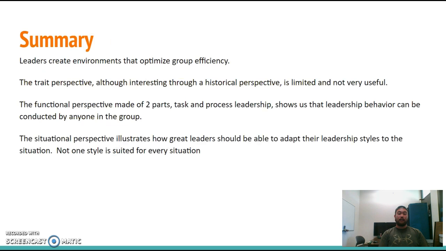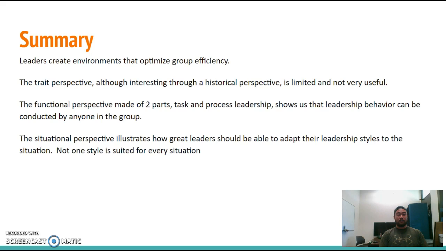And to kind of close it out, we'll summarize everything that we've just learned. So leaders create environments that will optimize group efficiency. And we've seen that the trait perspective, although interesting through a historical lens, is very limited and not very useful. The functional perspective, made up of 2 parts, task and process leadership, shows us that leadership behaviors can be conducted by any member of the group.